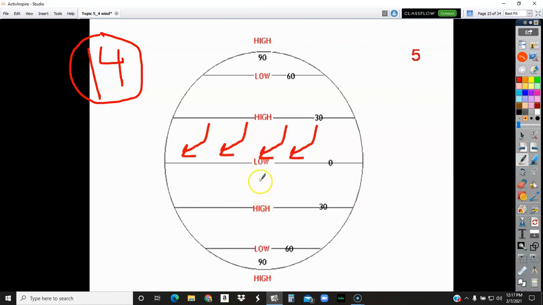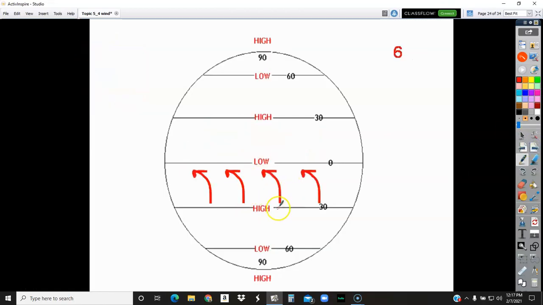It's going to leave 30 and head toward the equator, but left is going to look like left, so it won't have to flip it upside down or flip it reverse. It's going to look like left. So that's the next one, high to low, curving to the left.